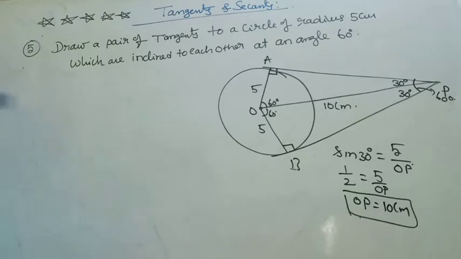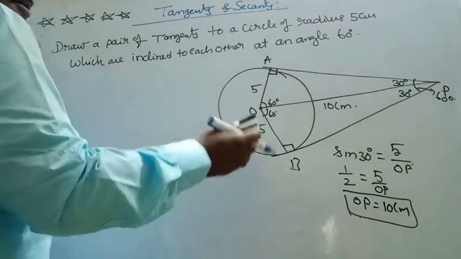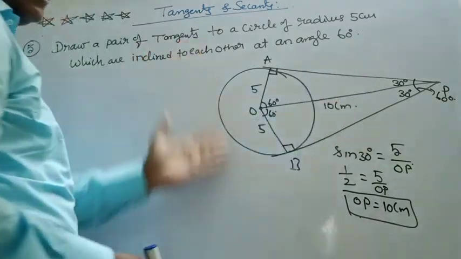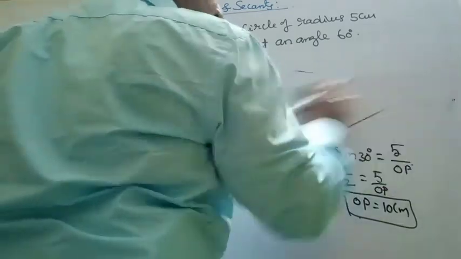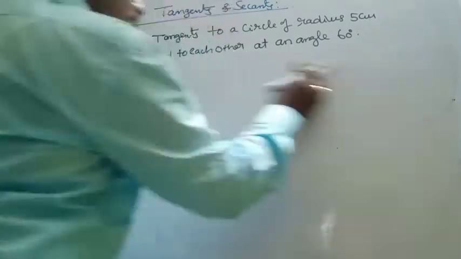Now we know how to do the construction part, my dear student. With radius 5 centimeter, we have got OP equal to 10 centimeter. Please remember this, okay? Now we will do the actual construction. You see how we are going to do the construction.